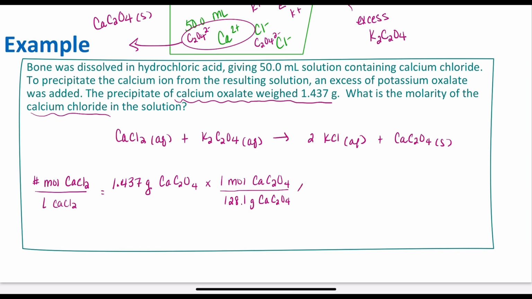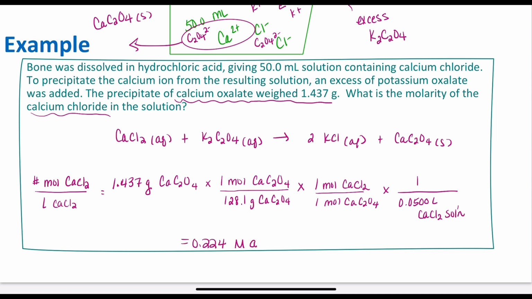Now I'm in moles of calcium oxalate, so now I can convert to moles of calcium chloride from the balanced reaction. So 1-to-1 ratio. But again, you need to show this conversion if you want full credit for your work. That would get me the moles of calcium chloride, but I want a molarity. So I divide this by the volume of that solution, which was 50 mL, so 0.0500 liters of the CaCl2 solution. And this gives me a concentration of 0.224 molar calcium chloride.